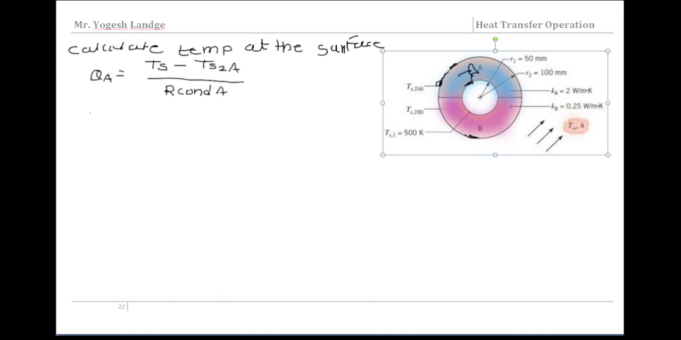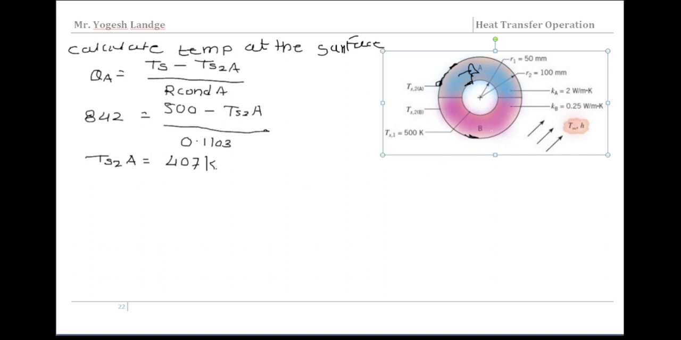The value of QA, which we already calculated, is 842. Ts, the temperature of the steam going through the pipe, is 500, minus Ts2, the surface temperature for A that we want to calculate, upon the R conduction, whose value is 1103. From that we can easily get the surface temperature on material A, which is around 407 Kelvin.